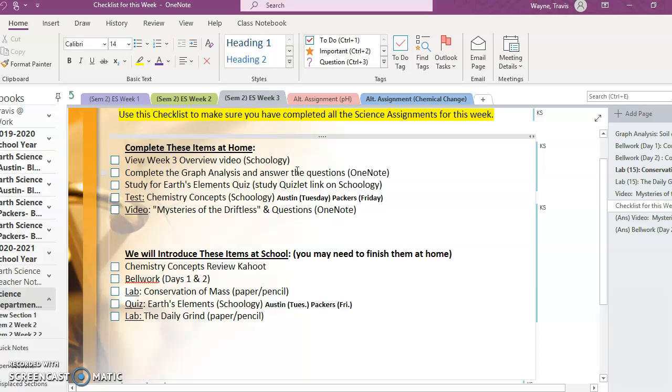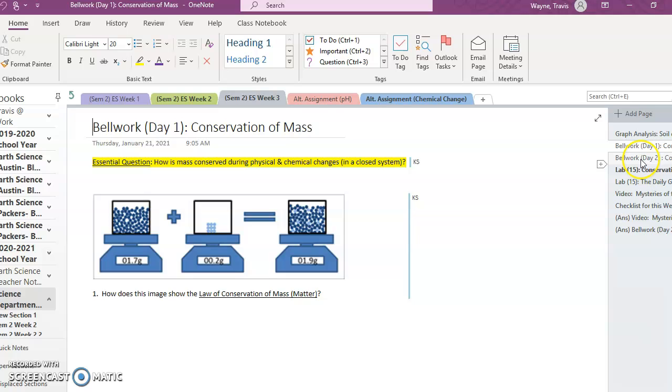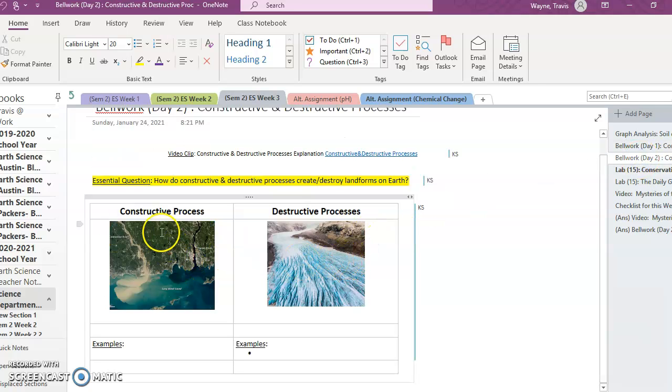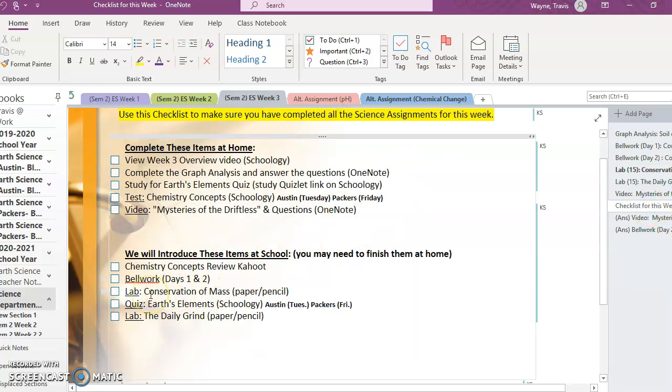Now, for the folks that are coming here to school, we are going to do a review on the chemistry concepts via Kahoot, just to do a last-second refresher prior to your assessments. We're going to be working on Bellworks day number 1 and day number 2, talking about those different constructive and destructive erosional processes that may occur. That's going to be the constructive and destructive processes for Earth. So that's the path we are transitioning to.